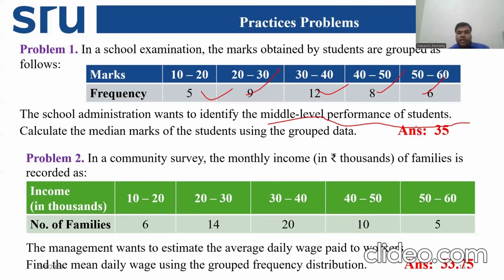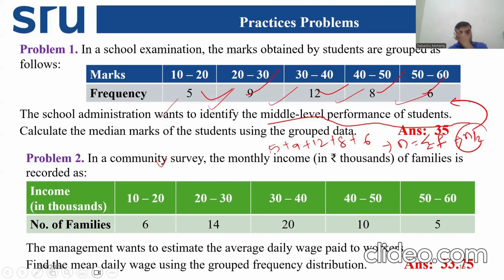So how to calculate that? Let us find the sum of the frequencies. Here it is given 5, 9, 12, 8, and 6. So 5 plus 9 plus 12 plus 8 plus 6, that is the n value, the summation of f, the frequency. Then we need to calculate n by 2, right, to find the median class.